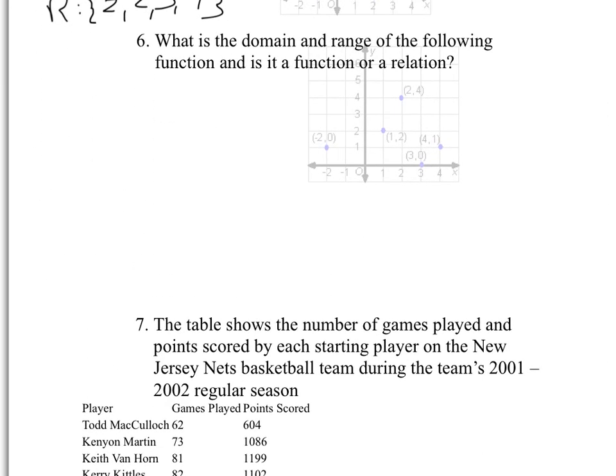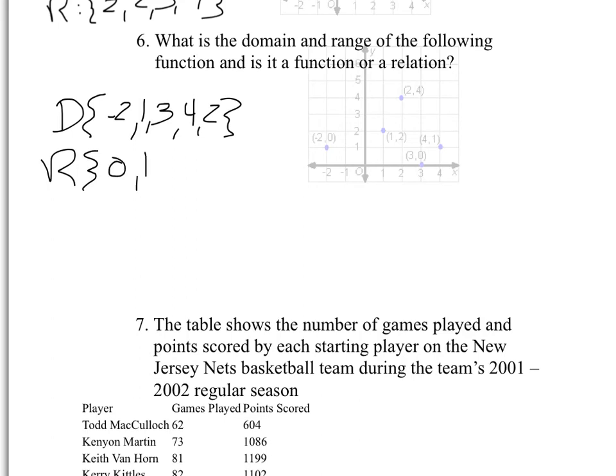Number 6, same sort of thing. The ordered pairs are listed for you, so I'm not going to list them out again. I'm just going to go with my domain and my range. My domain in number 6 is going to be negative 2, 1, 3, 4, and 2. And my range is going to be 0, 1, 1, 2, and 4. This is a function. I don't have anything that repeats.